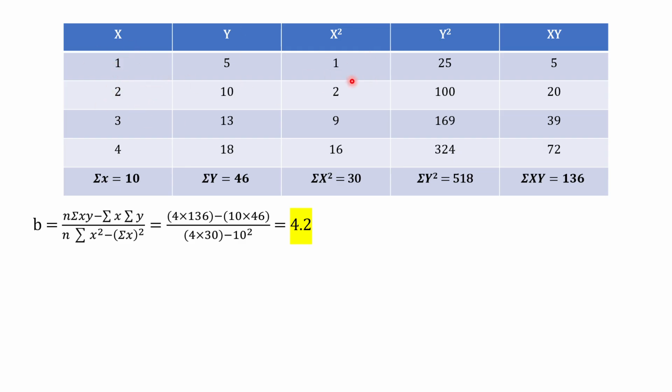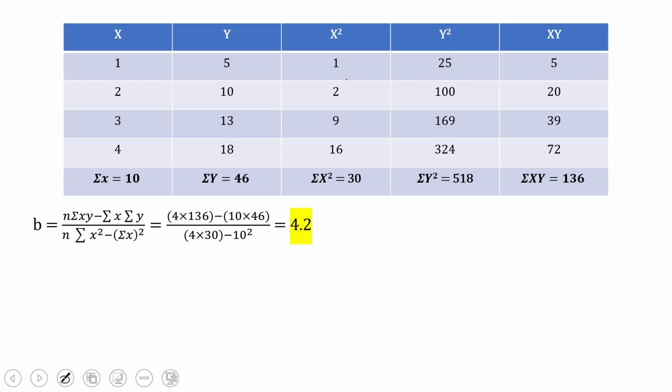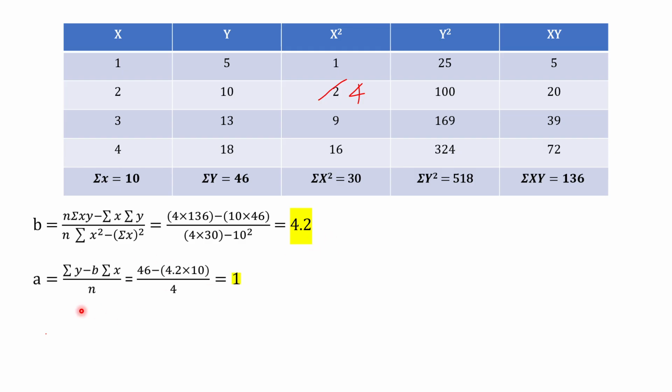So 1 squared is 1, 2 squared is 4, 3 squared is 9 and 4 squared is 16. It is 4 here, sorry, a small mistake. And x into y, which is 1 into 5, is 5, 2 into 10 is 20, and so on. Now when you apply all these values, you can find that b is obtained as 4.2. From the value of b, you can calculate a as 1. If you have a and b, then we can develop the equation from the base equation: y is equal to 1 plus 4.2 into x.